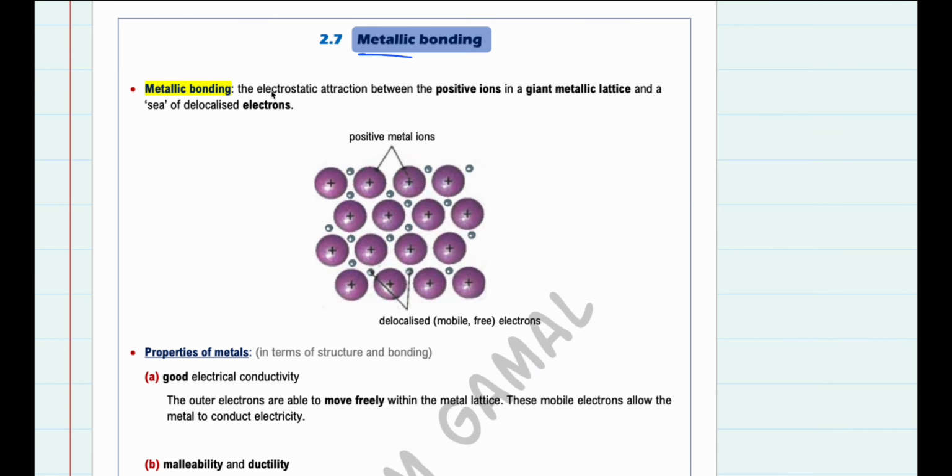In metallic bonding, we have just metal atoms. Metallic bonding is defined as the electrostatic attraction between positive ions in the giant metallic structure and a sea of delocalized electrons. This is a very, very important term. Sea of delocalized electrons, you're going to use it a lot. In the exam, you need to draw larger spheres and in between smaller spheres, or you may use the symbol e negative, and you have to label the larger spheres as positive metal ions and the smaller spheres, or e minus, as delocalized or mobile or free electrons.